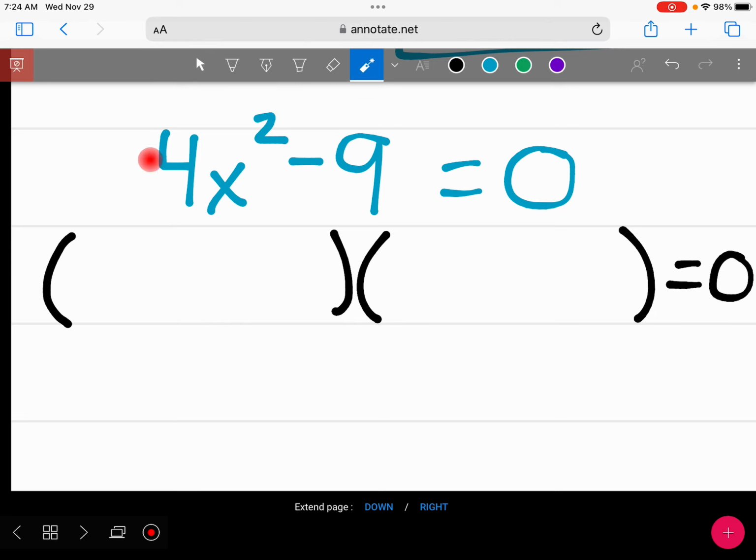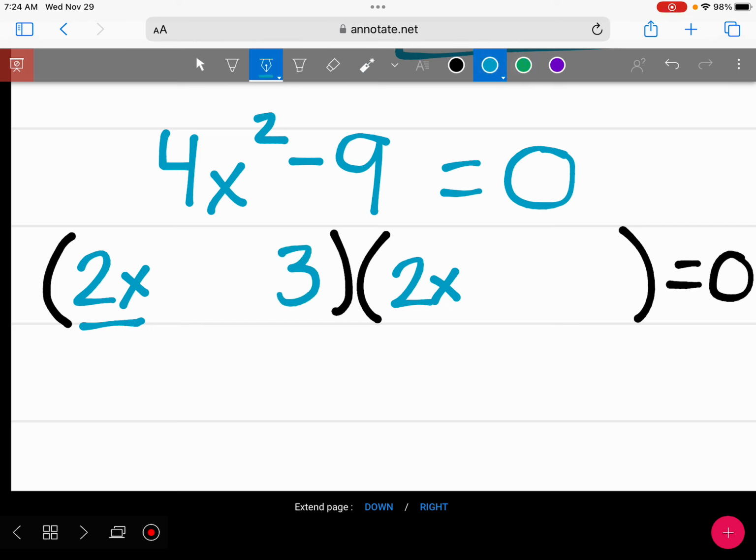So what squared gives me 4x squared? What's our first term? 2 and x. What squared gives us 9? 3. One gets a plus, one gets a minus. This is a difference of squares, so that comes back repeatedly.